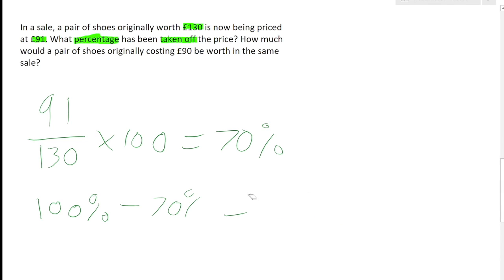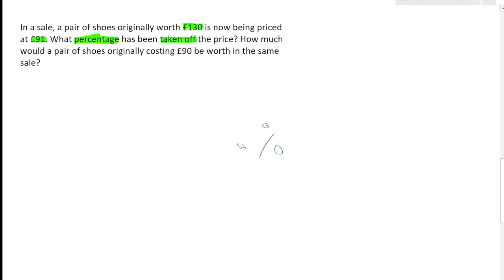Okay, so those are your three different types of questions. You get a percentage decrease, a percentage increase, or work out the percentage of the increase or decrease. So, your turn. Part 2. How much would a pair of shoes originally costing £90 be worth in the same sale? I'll help you out to start. Important information: originally costing £90 and in the same sale. So as we've just found out, the sale was a deduction of 30%.